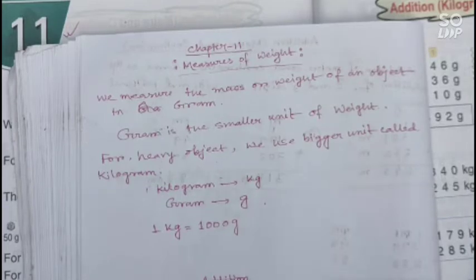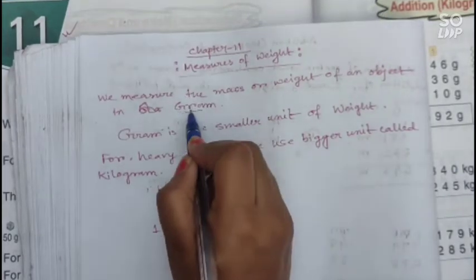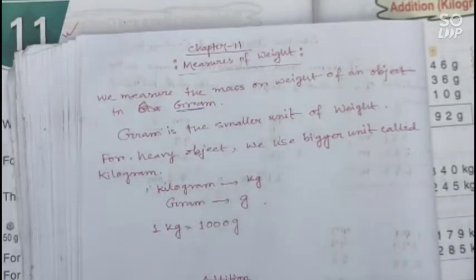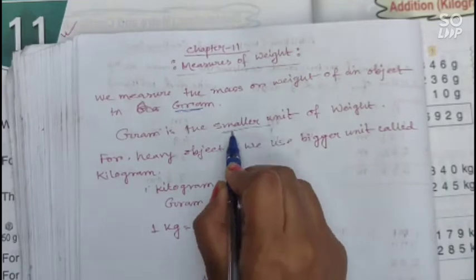We measure the mass or weight of an object in gram. So gram is the standard unit of weight. Gram is also the smaller unit of weight.